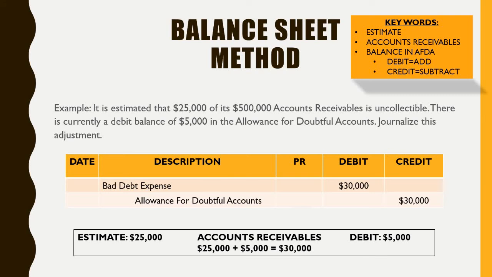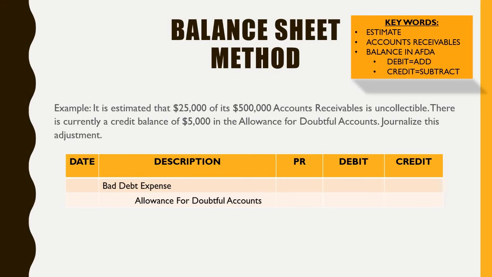And that's exactly what you're going to do. You're going to recognize that you're going to have a debit there. You're going to add those two quantities together to make 30,000. And this is your journal here. You're going to debit your bad debt expense for 30,000. And you're going to credit the allowance for doubtful accounts for 30,000. Okay.